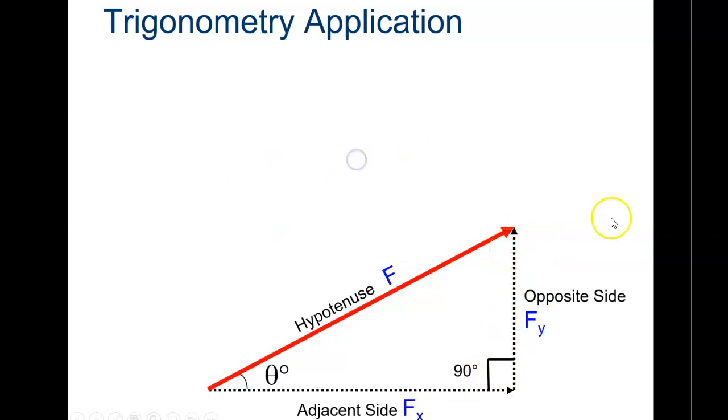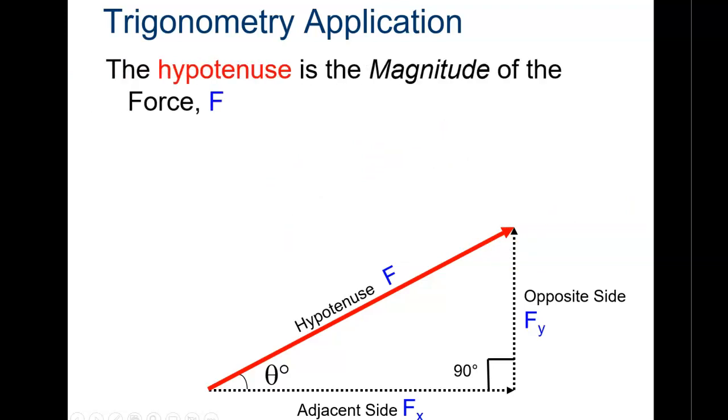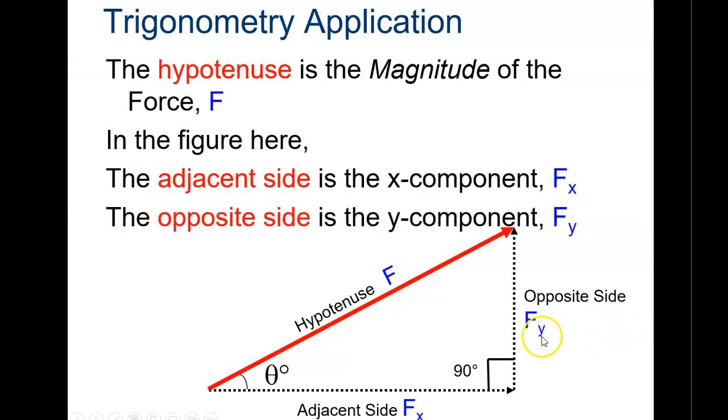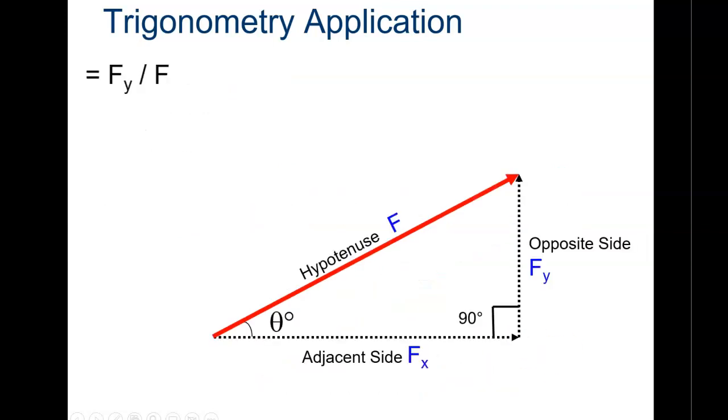Let's see if I can get this to go forward. I broke it. There you go. All right, the hypotenuse is the magnitude of the force F, or how much. In the figure here, the adjacent side is f of x, and the opposite is f of y. We just said that. They don't have to tell us twice.